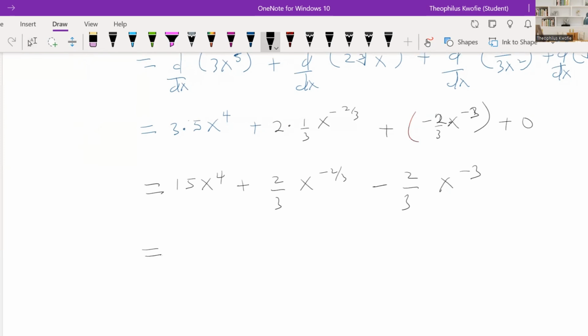But this can further be written as what? We can further simplify this as well. So this is the result of the problem. Okay, this is the final result of the problem. I believe we get it, right?